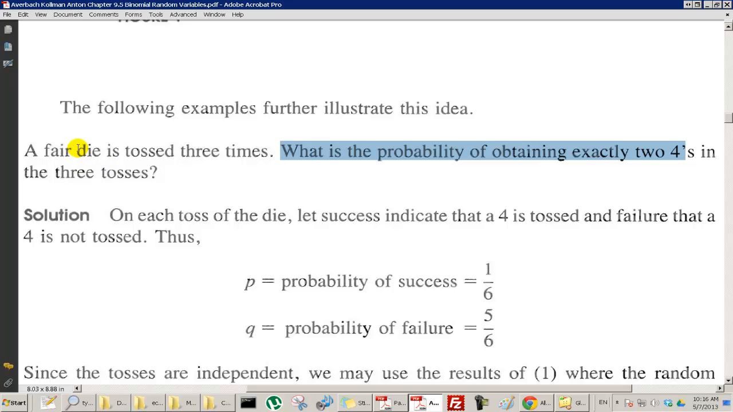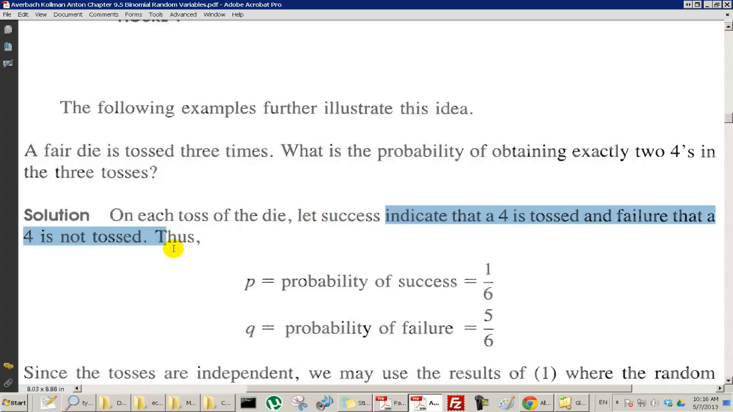So what we're going to do is say that a 4 is success and anything else is a failure. So we have only 2 possible outcomes. So on each toss of the die, let success indicate that a 4 is tossed and failure that a 4 is not tossed. Thus the probability of success is 1/6, because the probability of a 4 is 1/6, and the probability of not 4 is 5/6.